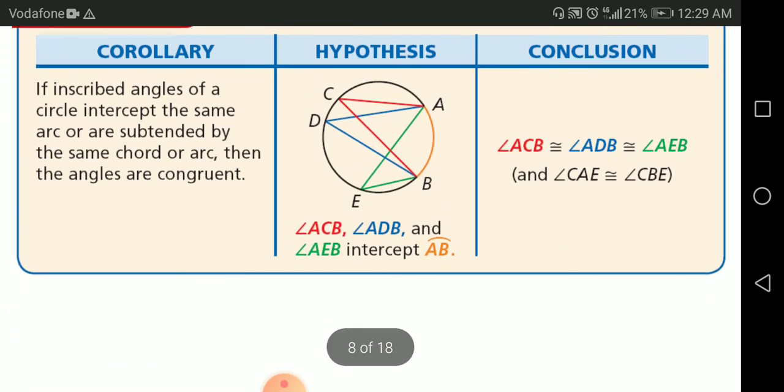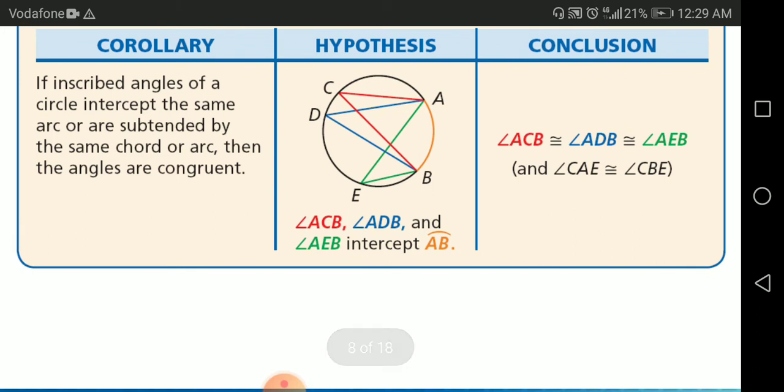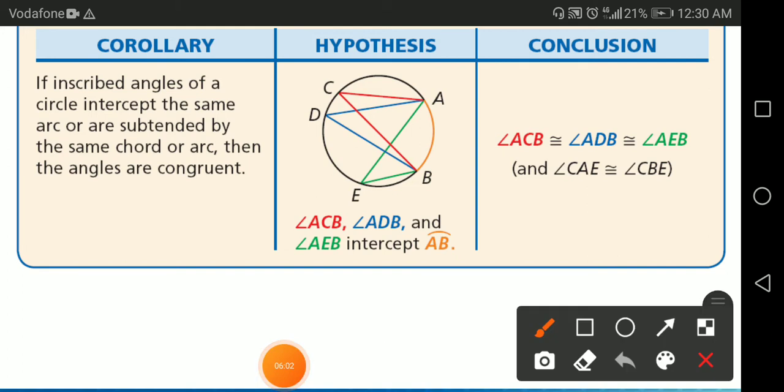We got here something new. Very easy. If inscribed angles of a circle intercept the same arc, or are subtended by the same chord or arc, then the angles are congruent. What are you talking about? It's very easy, don't panic.